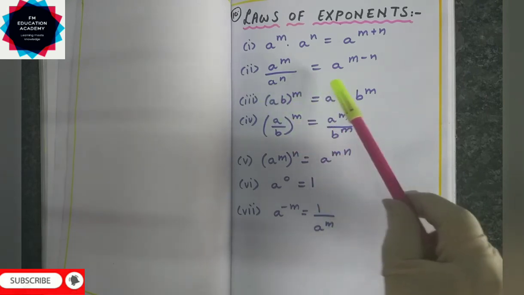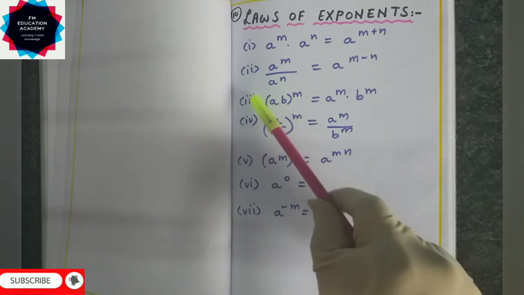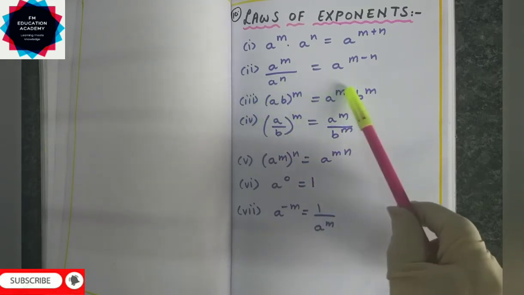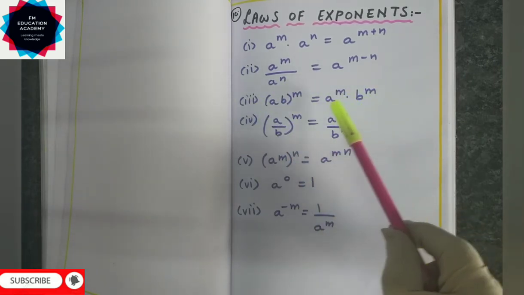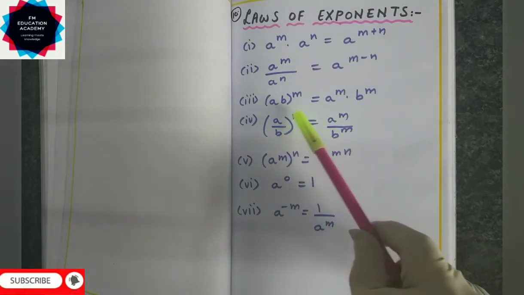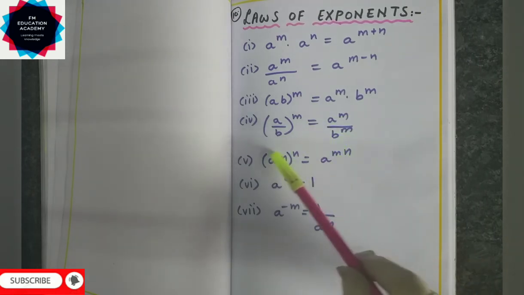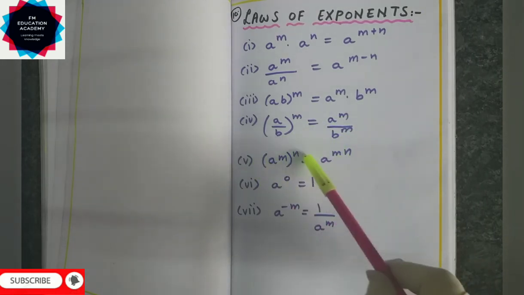(ab) whole power m is equal to a power m into b power m. Similarly, (a by b) whole power m is equal to a power m by b power m. Now, (a power m) whole power n is equal to a power mn.